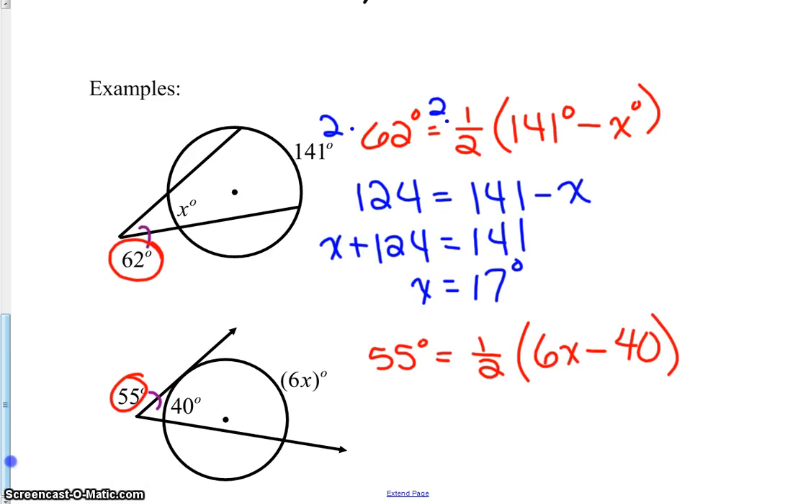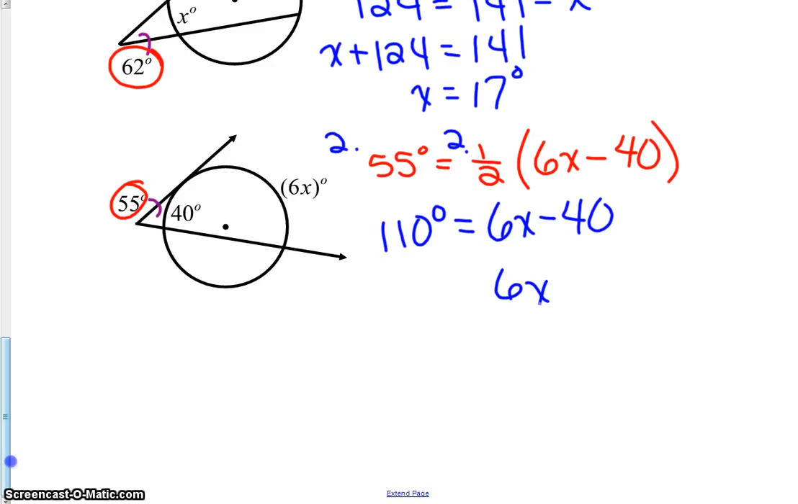arc, which is 40. Again, the simple way to do this is to multiply by 2 to eliminate the fraction, and we end up with 110 degrees equals 6x minus 40, which leads us to 6x equals 150, and x equals 25. So the measure of this arc out here was 150 degrees, but x actually equaled 25.